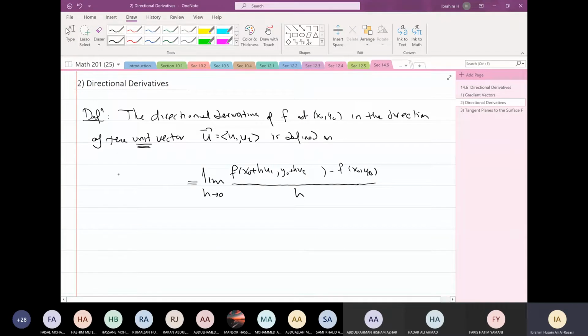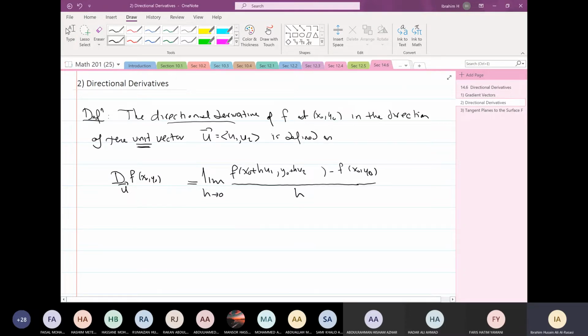What is the notation? It is capital D for the directional derivative of f at a point x0, y0 in the direction of the vector u. This is the notation. So this is the algebraic definition, the limit definition of the directional derivative.